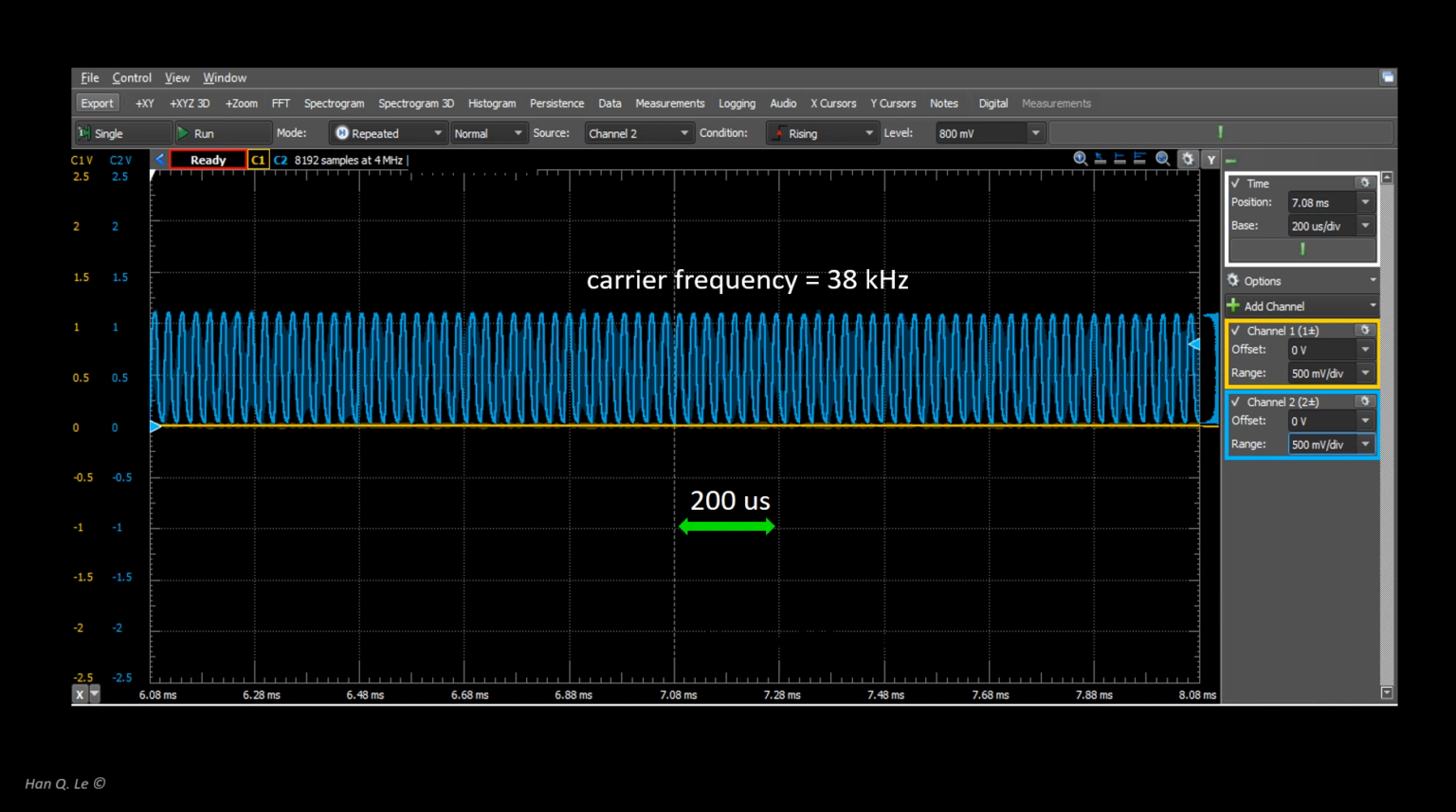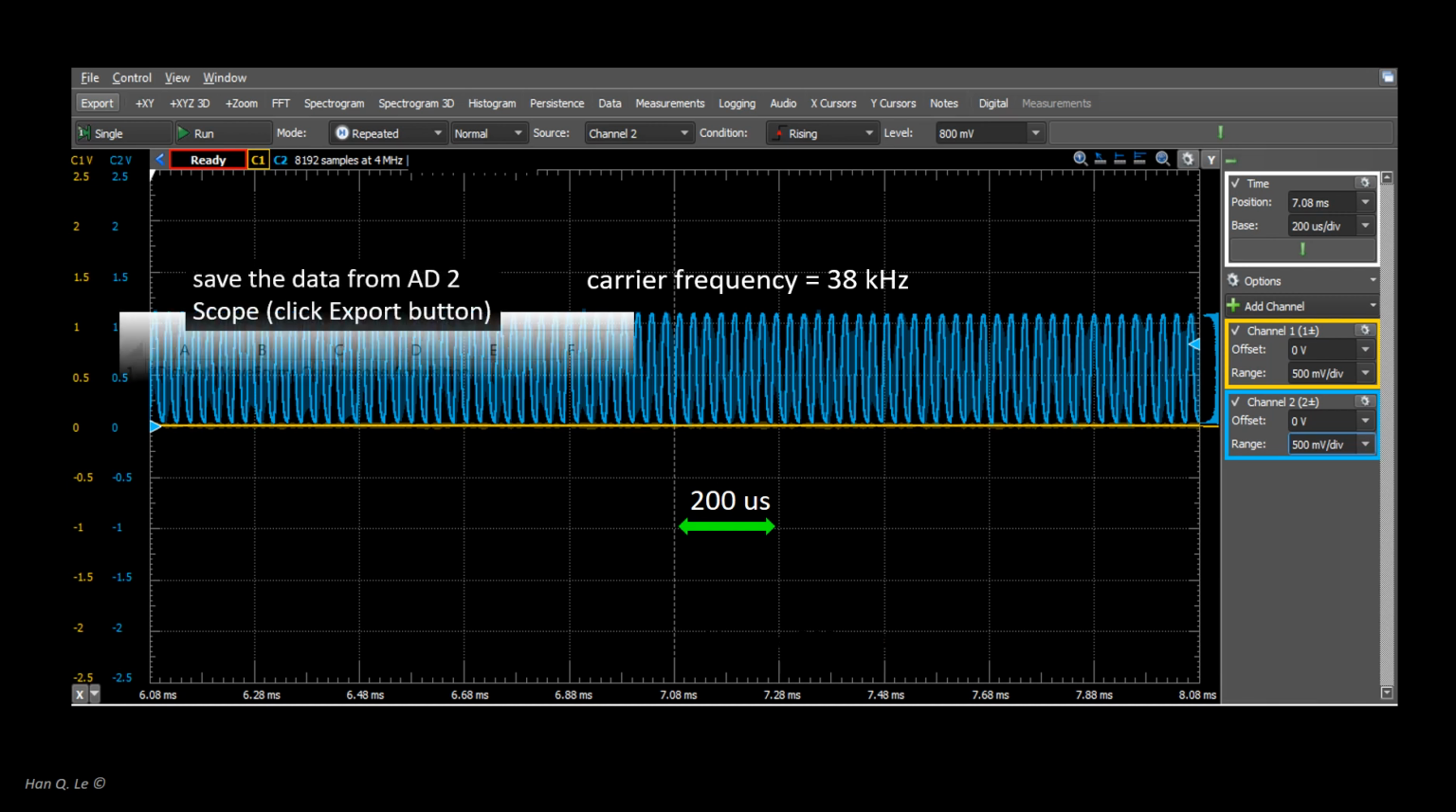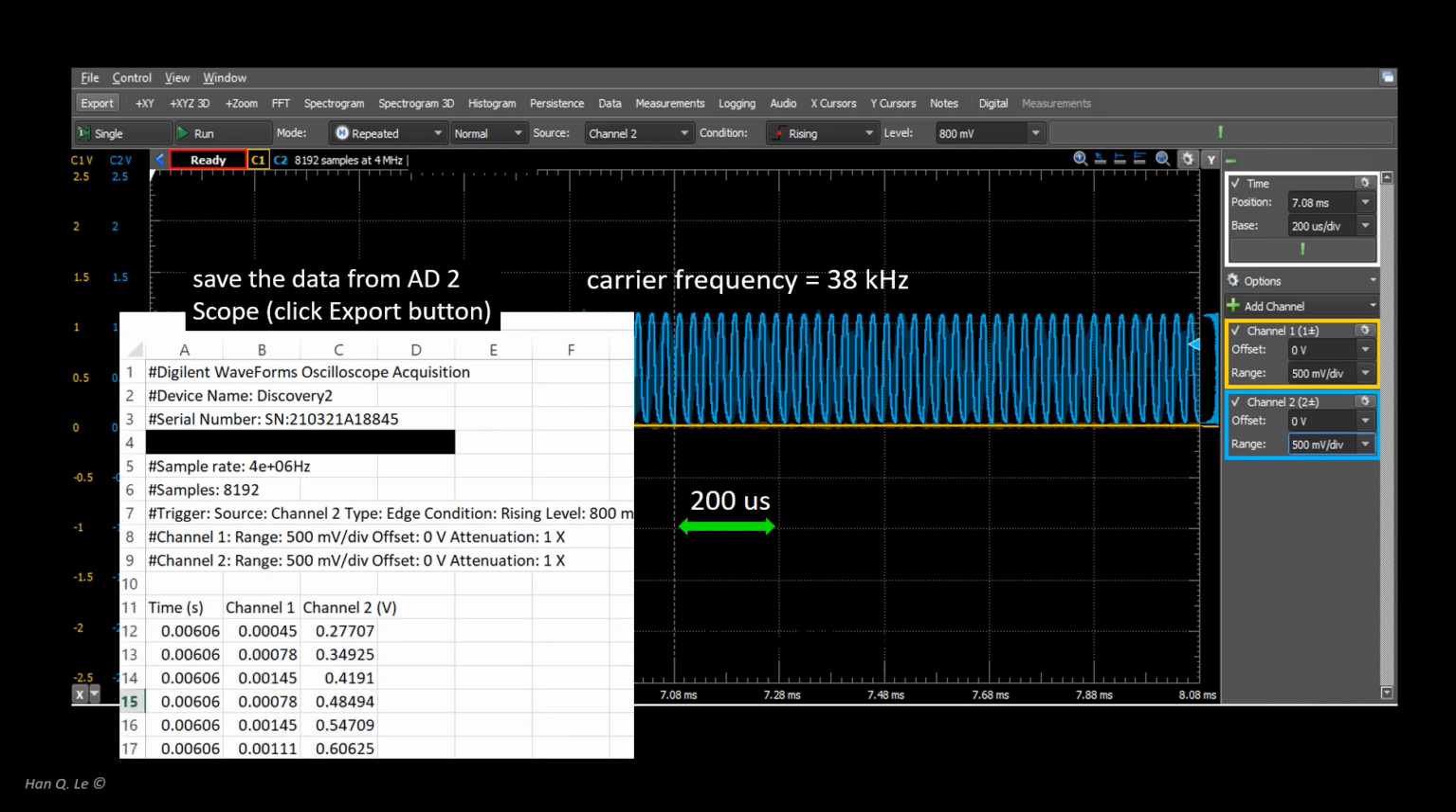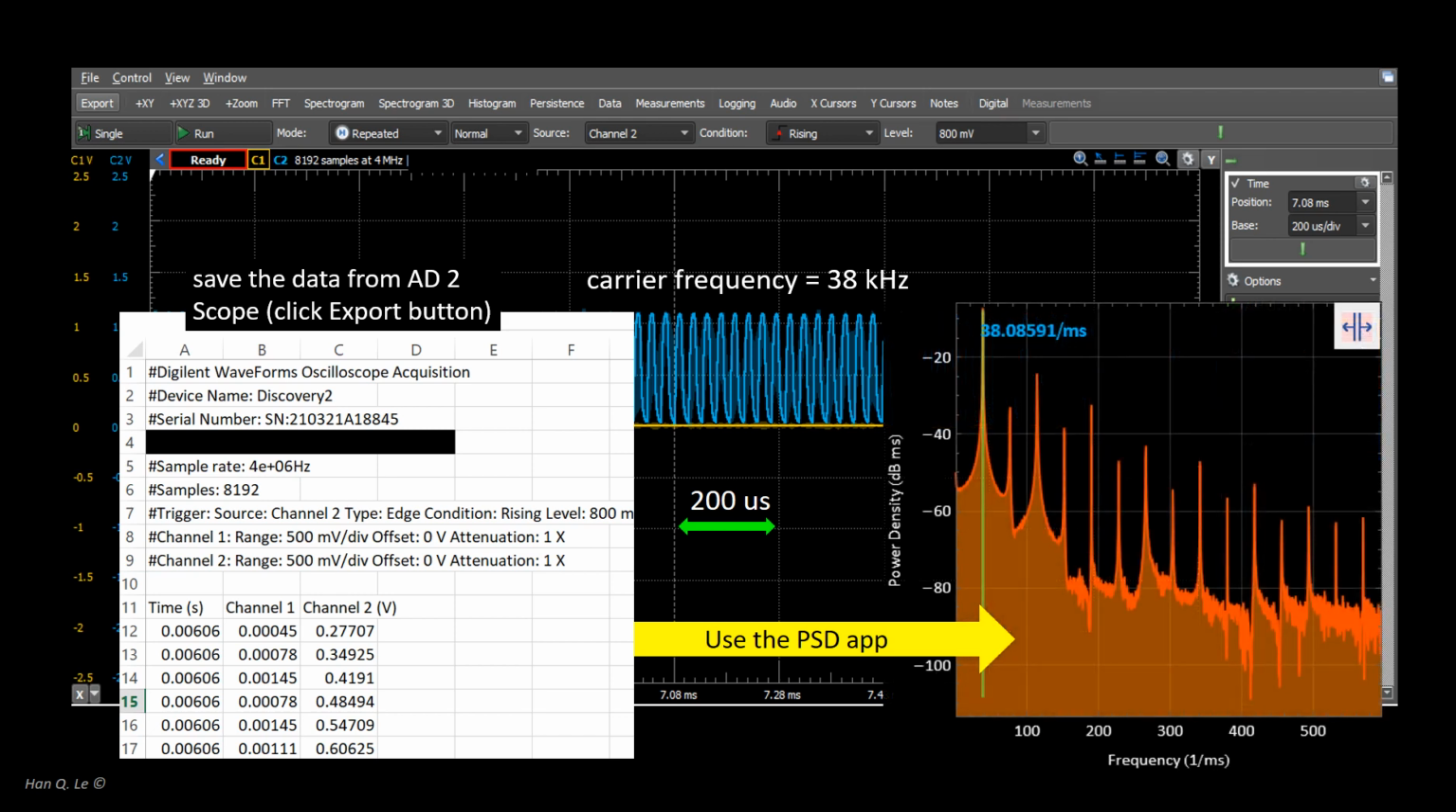If you are not sure how to use the FFT function, you can save the data by exporting the scope trace into a CSV file, such as shown. Then, delete all the non-data rows, as well as the time column and the unused scope channel. Then use the power spectral density calculation app. The Fourier spectrum shows the fundamental frequency at 38 kHz. Do the same to obtain the frequency of your remote control.